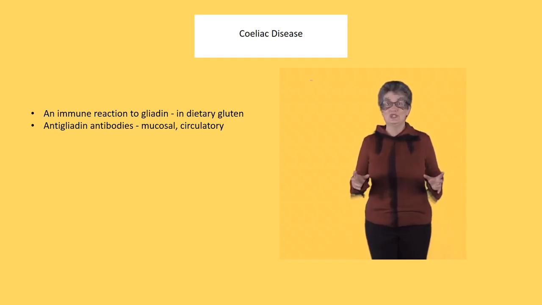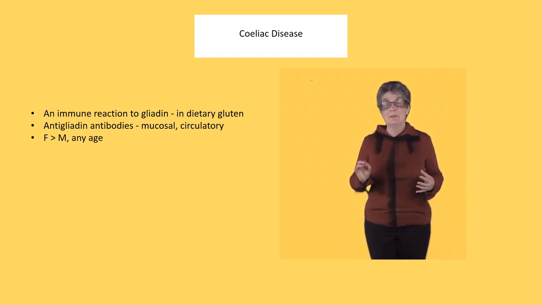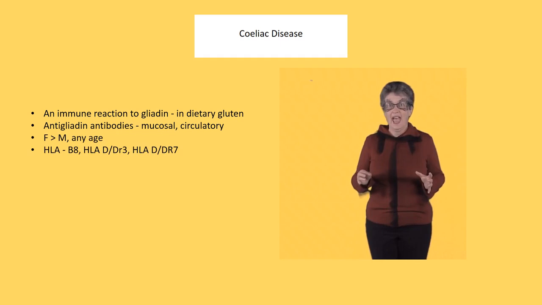Celiac disease tends to affect women more than men, and in particular, it affects people with a certain HLA type. HLA, human leukocyte antigen. This is all about the self-recognition system in the body. And people who have certain types of HLA are much more likely to get celiac disease. In fact, it's hardly ever found in people who don't have these HLA types.